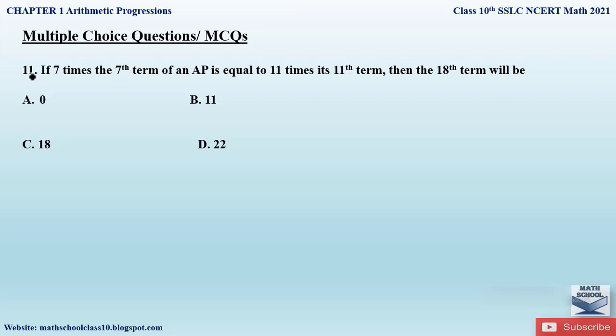Next question is question number 11. If 7 times the 7th term of an AP is equal to 11 times its 11th term, then the 18th term will be. Again, if this question was asked for 3 to 4 marks, then we will use the formulas and find out the result. But here, since this is an MCQ or a 1-mark question, we will use the shortcut method again. They have given us the 7th term and 11th term. So when you add 7 plus 11, you will get 18.